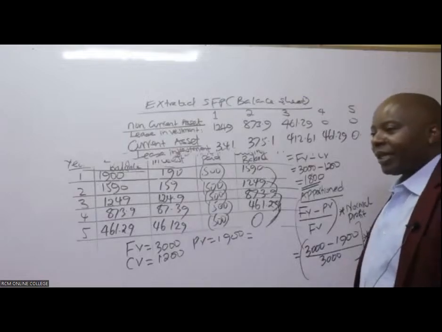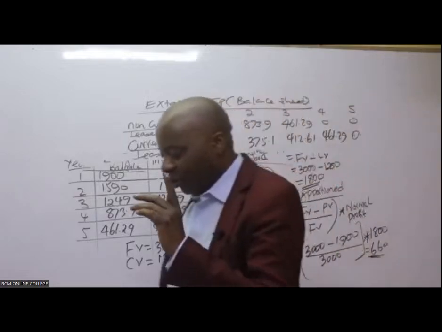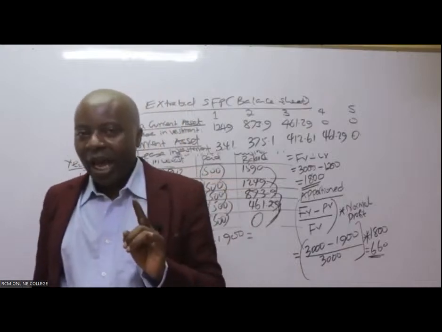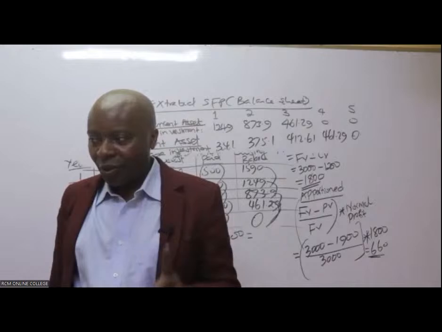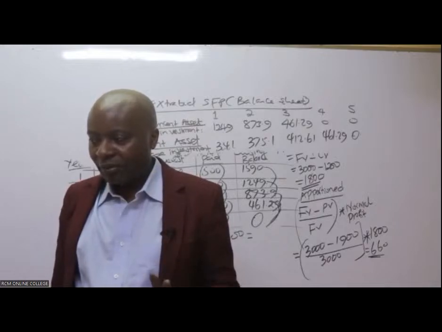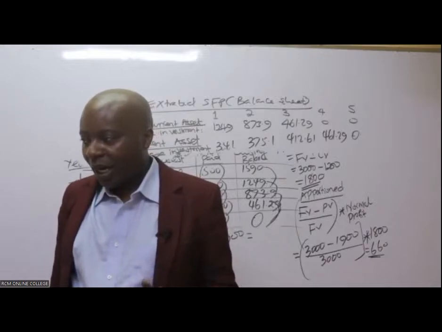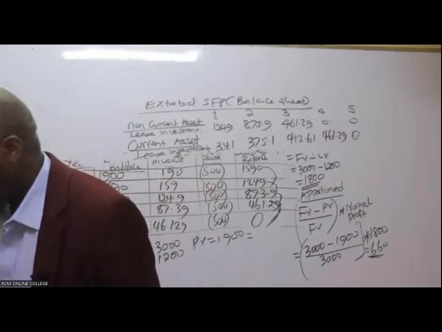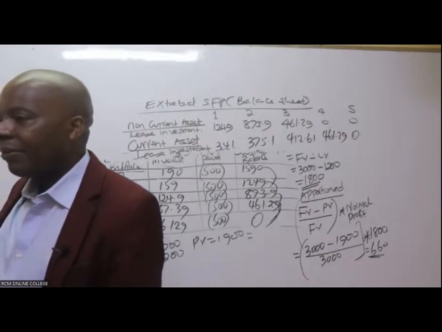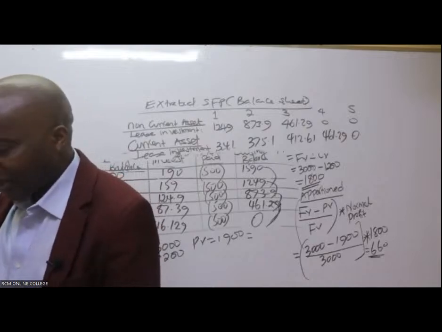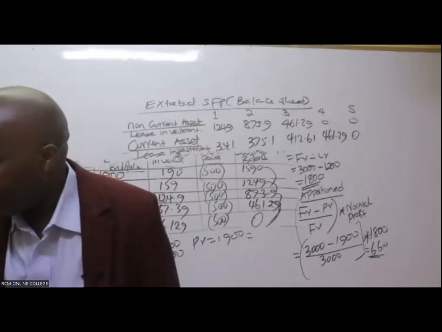So, ladies and gentlemen, at least for this concept of a sale and a leaseback, have you understood it? Have you understood this concept now? The difference between 1.9 and the 0.76, can I remember? This 1.9 and 760, can I remember?